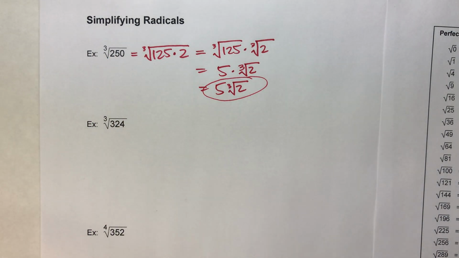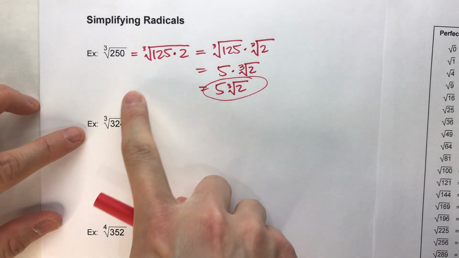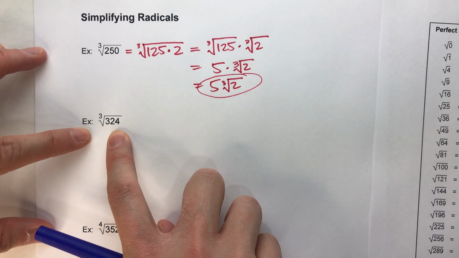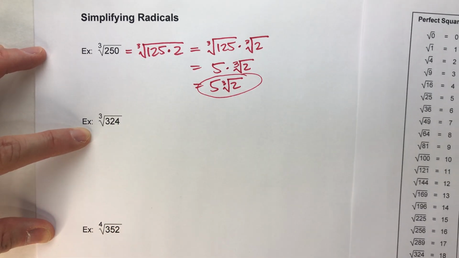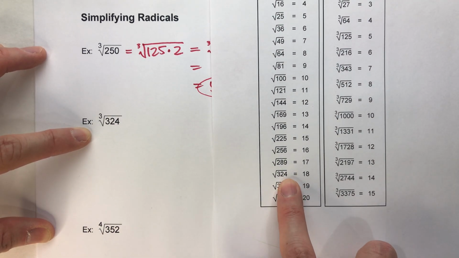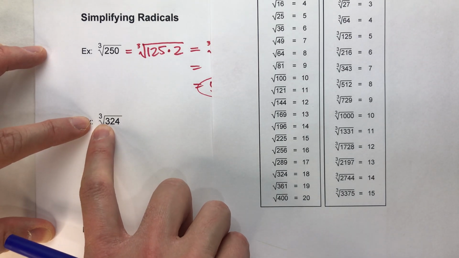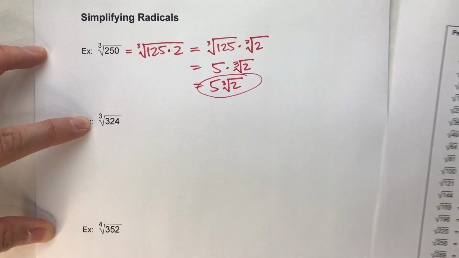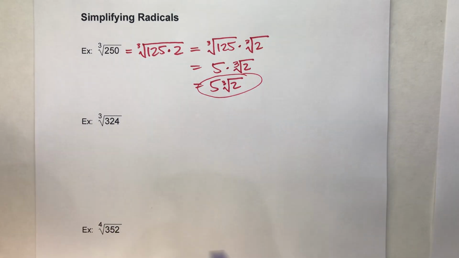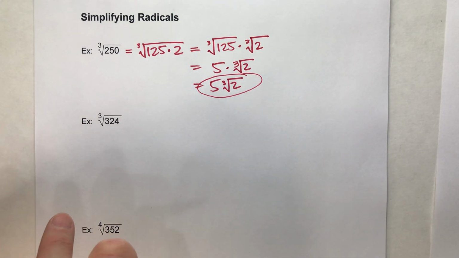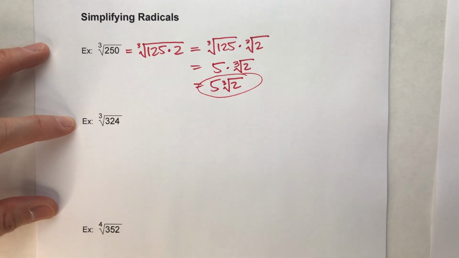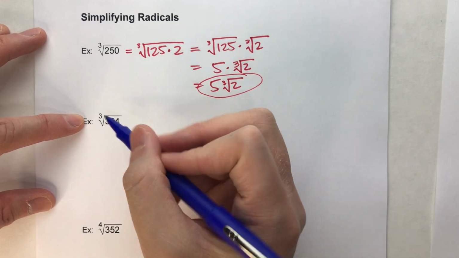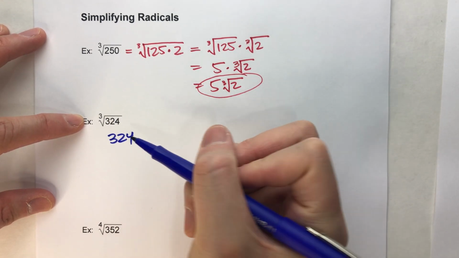All right, what if you have a number where we didn't know the biggest perfect cube that went into it? Like the cube root of 324. Now I happen to know 324 is a perfect square, but unfortunately this is a cube root, not a square root. I could guess and check and figure it out, but let's say I just don't know what the biggest perfect cube that goes into it is. We can figure out what that biggest perfect cube is by breaking this down into prime numbers, okay? And for that, we need a factor tree.